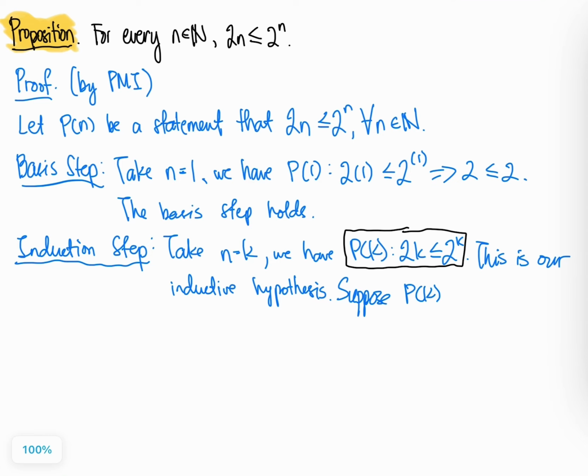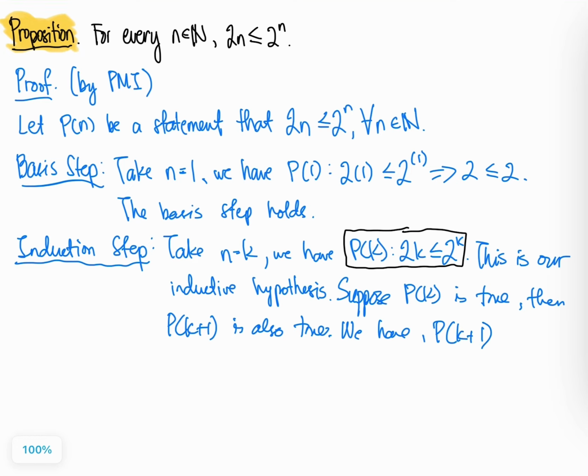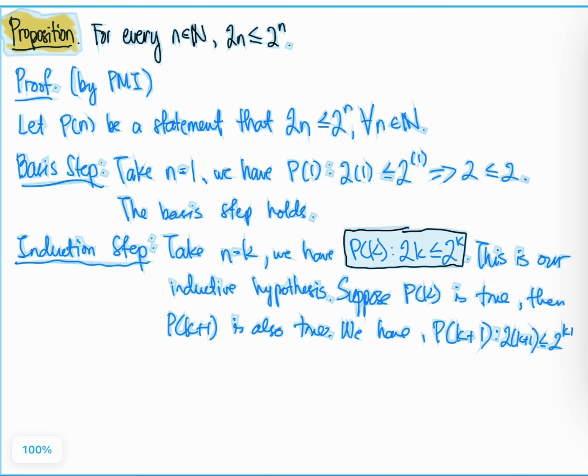P of k is true. So this is the hypothesis of the second condition. Then we can actually say that P of k plus 1 is also true. With that, our P of k plus 1 will be the statement 2 times (k plus 1) is less than or equal to 2 raised to k plus 1.